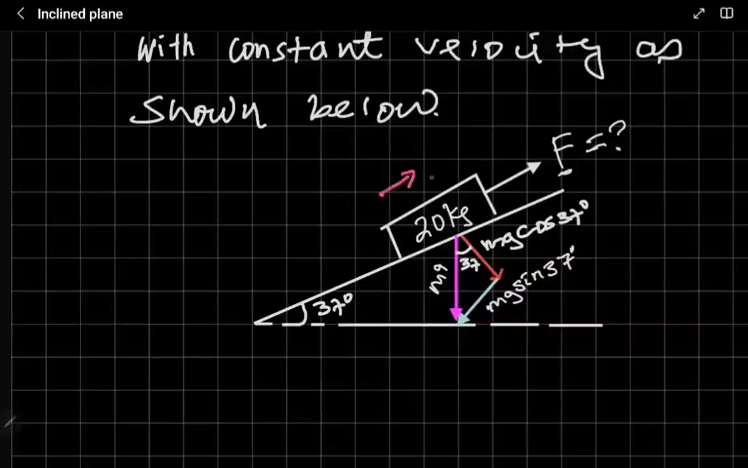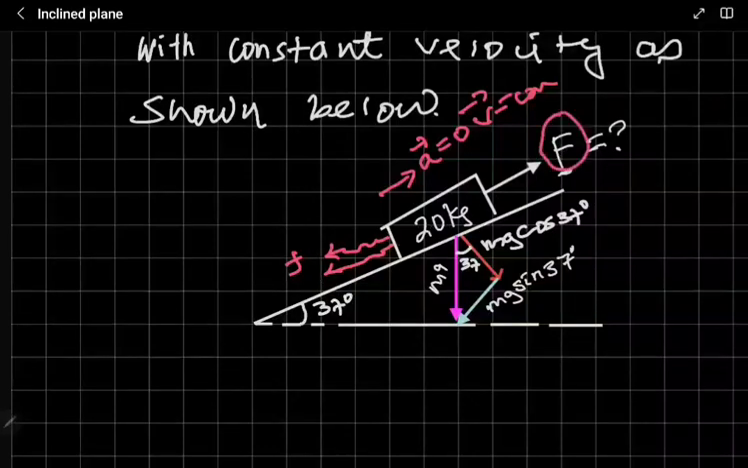This is the direction of motion, and the acceleration is zero, and it is moving with constant velocity. If the direction of motion is upward, friction resists your motion, and you have the sine component of the weight downward, and these two forces are supported by the force you applied. This force, right? Let's dive in now.